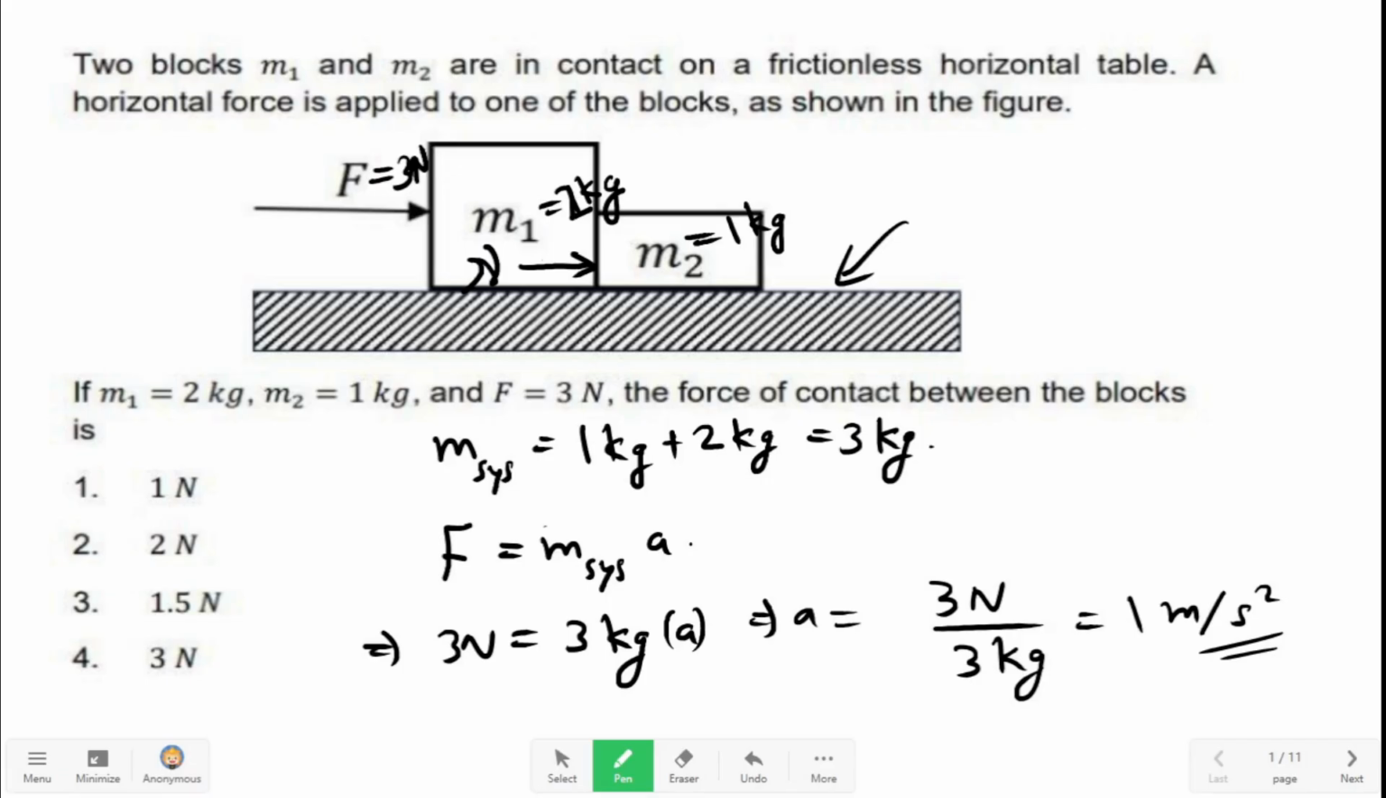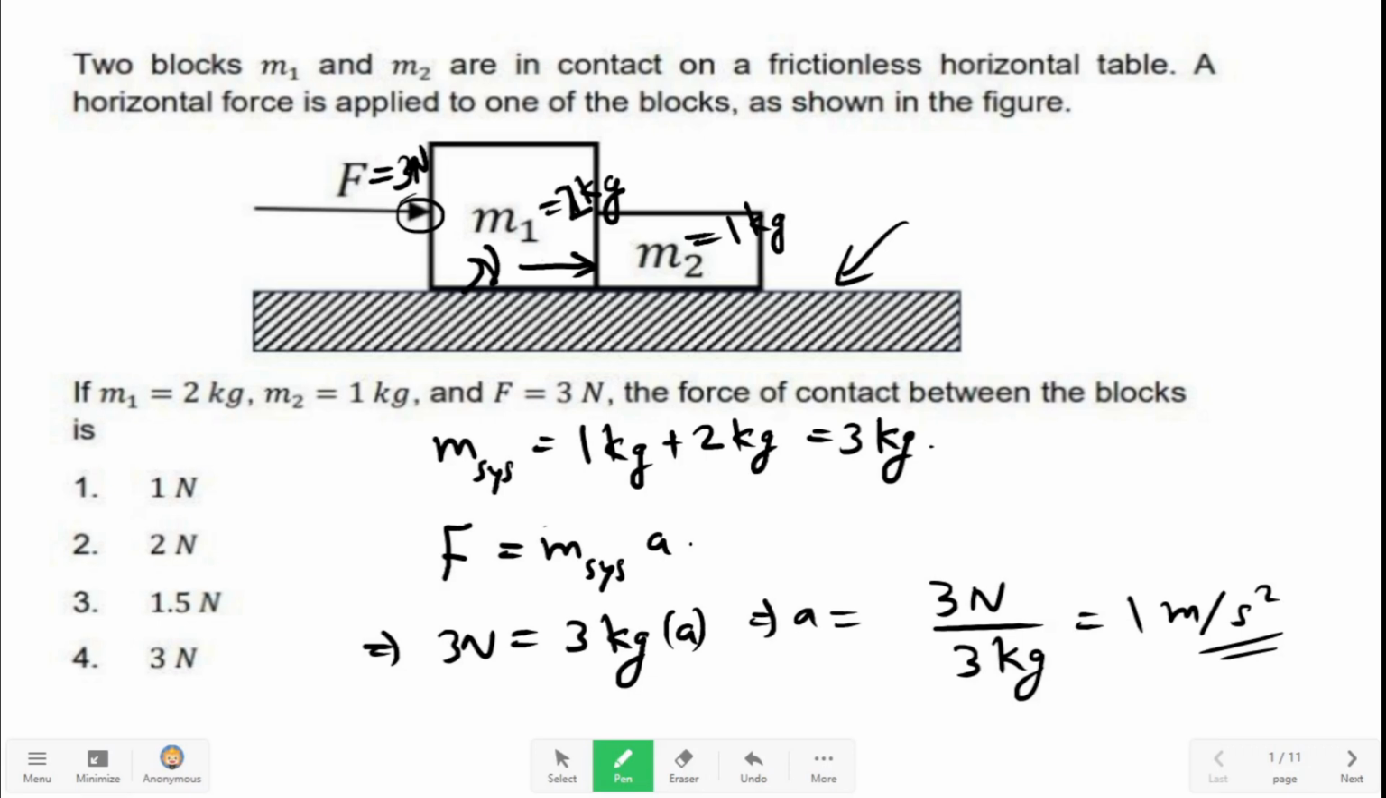I have already mentioned what contact force is. Contact force is the force exerted by M1 on M2. Because there is a force on M1 and M1 is in contact with M2, M1 will apply a force on M2. This force is called contact force. The only horizontal force acting on M2 is the contact force N.